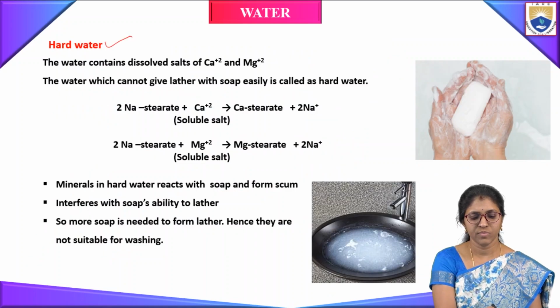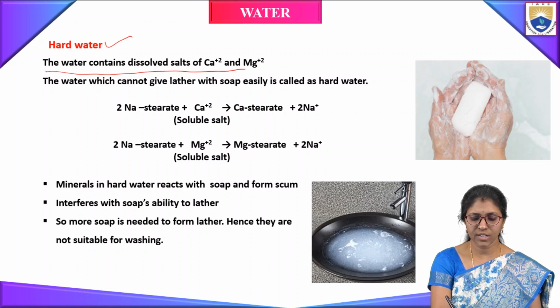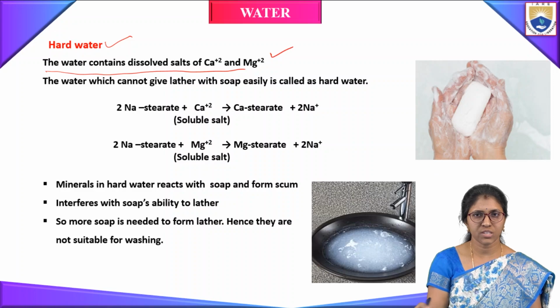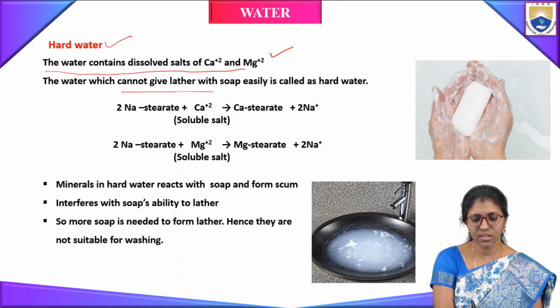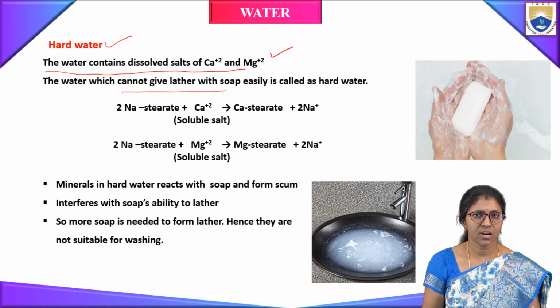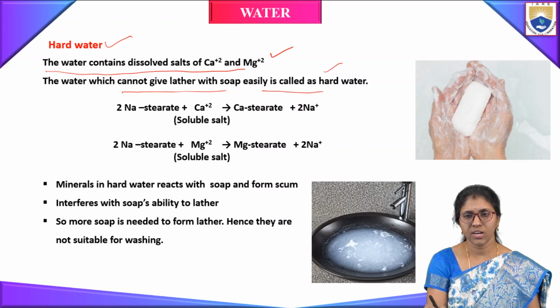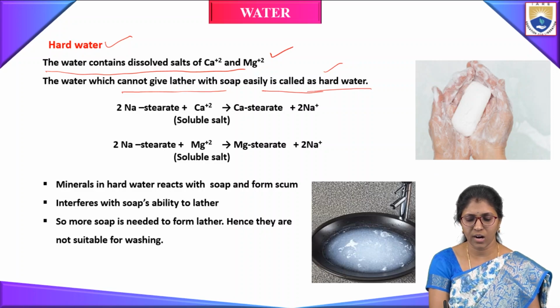Now, what is hard water? The water that contains dissolved salts of calcium 2+ and magnesium 2+. Examples are calcium chloride, calcium sulfate, magnesium chloride, magnesium sulfate, and calcium and magnesium bicarbonates. Hard water cannot give lather with soap easily. So the water which cannot give lather with soap easily is called hard water.